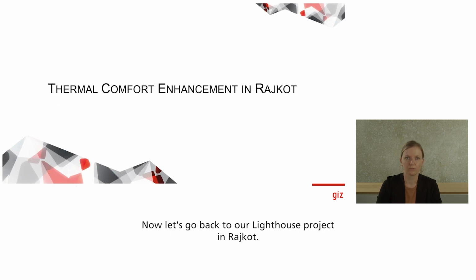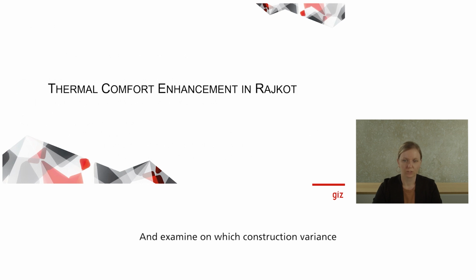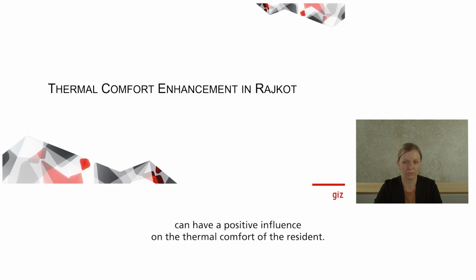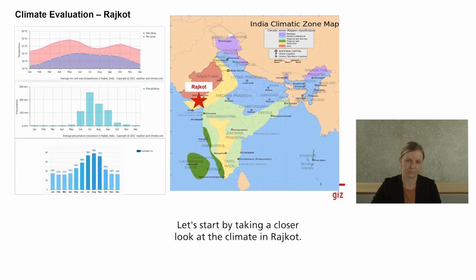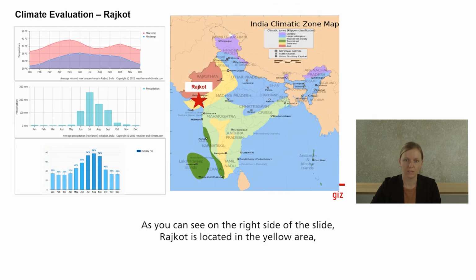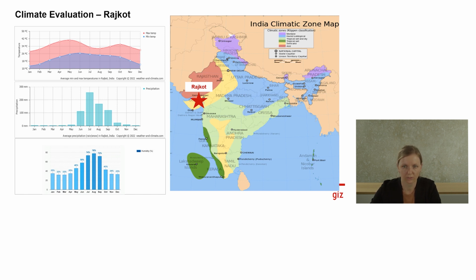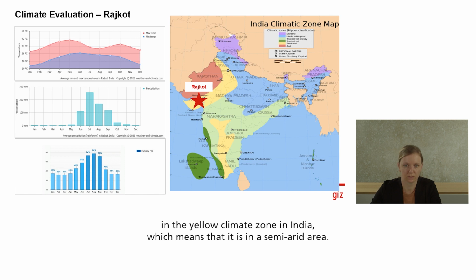Now let's go back to our Lighthouse project in RAJKOT and examine which construction variants can have a positive influence on the thermal comfort of the resident. Let's start by taking a closer look at the climate in RAJKOT. As you can see on the right side of the slide, RAJKOT is located in the yellow climate zone in India, which means that it is in the semi-arid area.